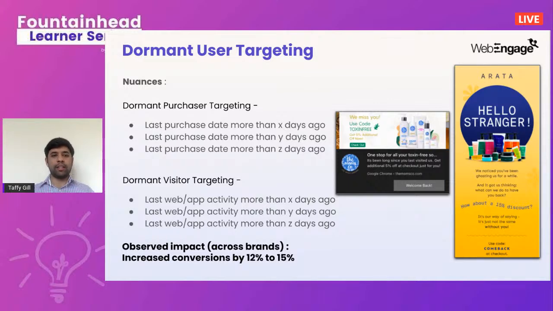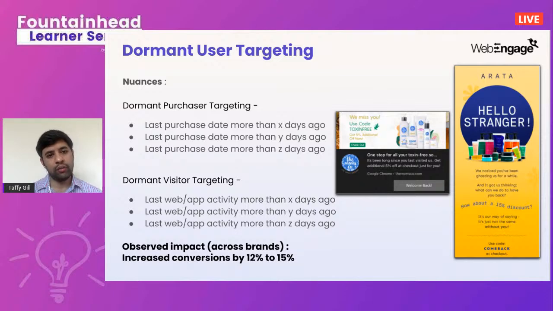So the next aspect would be dormant user targeting. There would be a lot of users who would be buying on a regular basis. There would be an even bigger set of users who might not be regular purchasers or maybe even regular visitors on the website. So for that, we have bifurcated those audiences into two types. Firstly, purchasers, that is people who used to purchase but who have stopped purchasing, and the second category would be visitors who come onto the website but who never purchase.